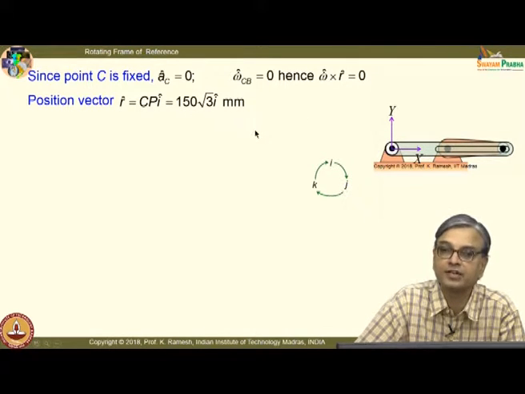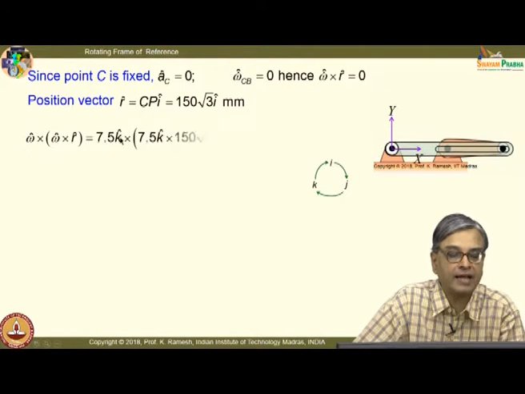We have seen this computation several times earlier. And we have this omega cross omega cross R. So, that turns out to be minus 14614.2 i millimeter per second square.